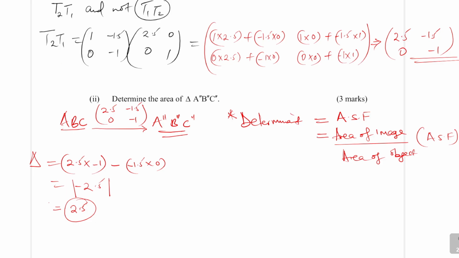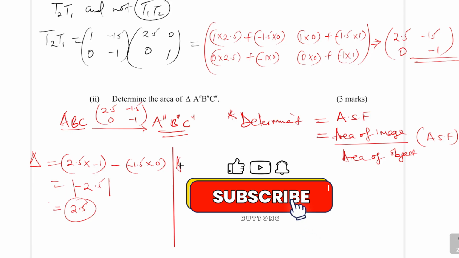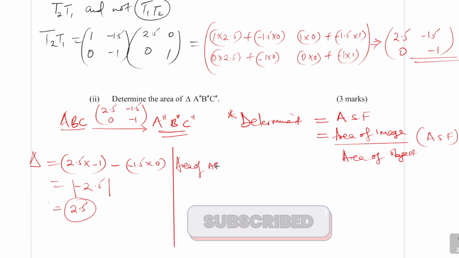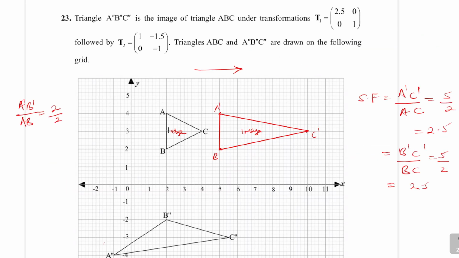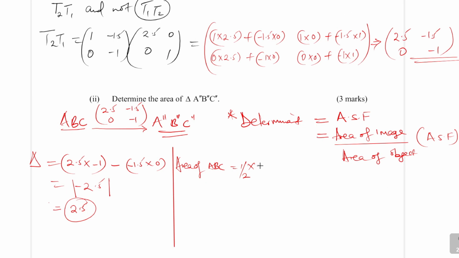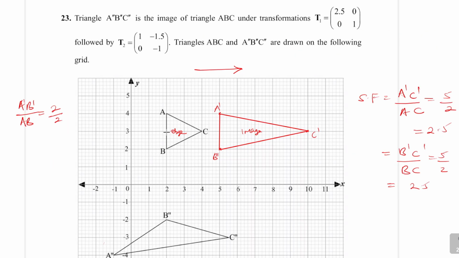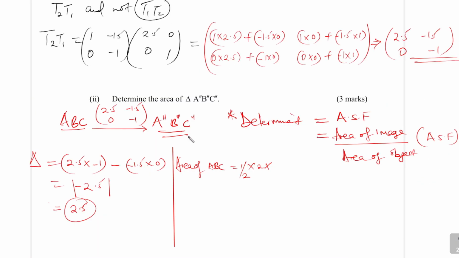So the area of ABC is equal to a half times the base. The base is AB, those are 2 units. Then times the height, which is this distance here. Still that one is 2 units. And this will give the area as 2 square units. That's the area of ABC.